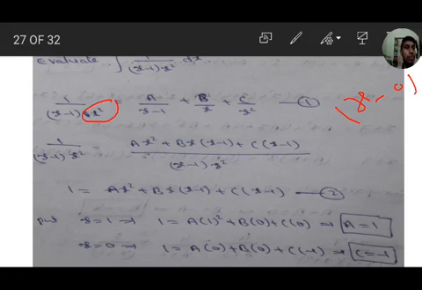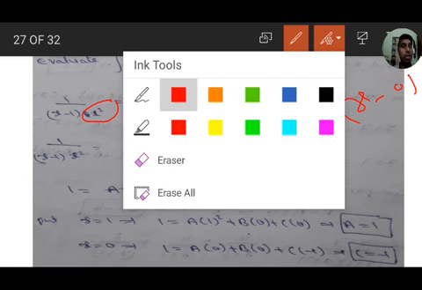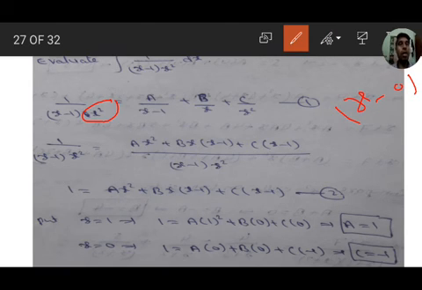Okay, here x minus 0 whole square. x square can be written as x minus 0 whole square, means linear factor is 2 times repeated. So we get 1 by x minus 1 into x square can be written as a by x minus 1 plus b by x plus c by x square.